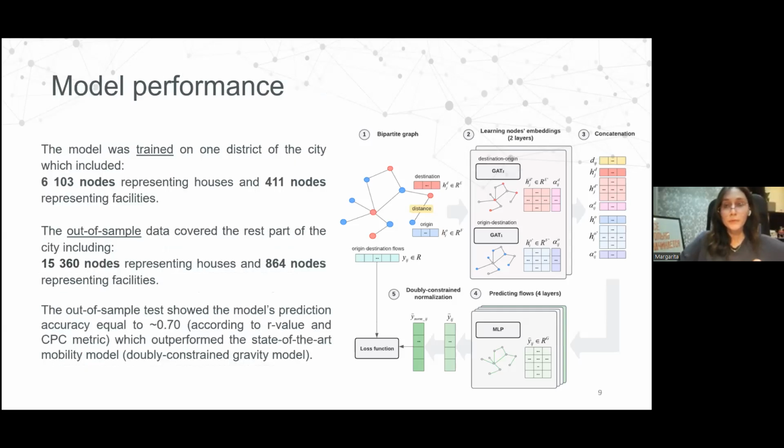Speaking about model performance, I wasn't sure how much information I could show on the slide because we're in the process of writing and submitting the paper about this topic to a journal. But anyway, I would like to mention that we managed to outperform the state-of-the-art human mobility model, namely the doubly constrained gravity model. And we also discovered that the node representation learned by GAT contributes significantly to the accuracy increase in comparison with an architecture that uses only MLP layers.